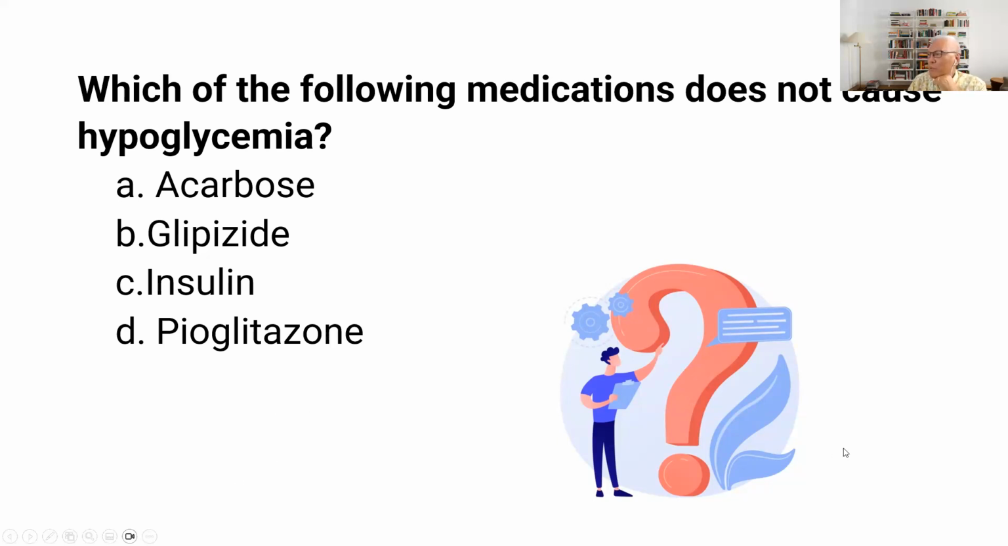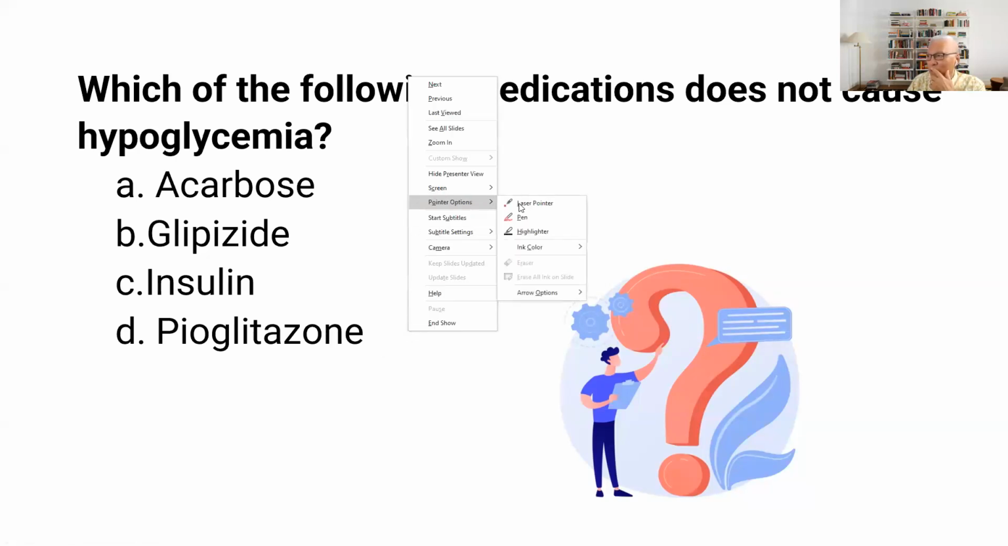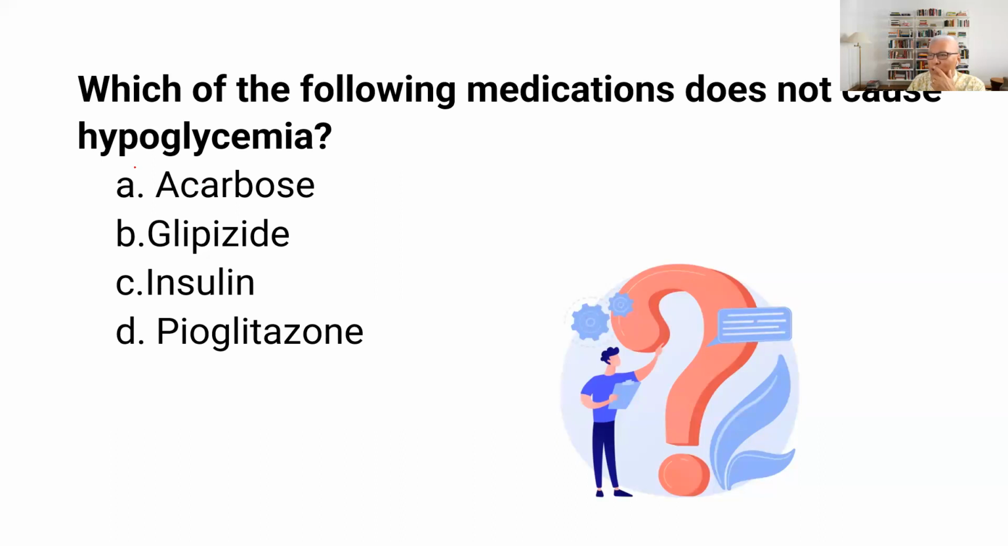Okay, so you remember that the IDEs and TIDEs are the ones that are going to cause hypoglycemia. So acarbose is not going to cause hypoglycemia because it works in the GI tract. And then, of course, metformin, or biguanides, are medications that are not associated with hypoglycemia when they're used alone. So acarbose and also metformin.